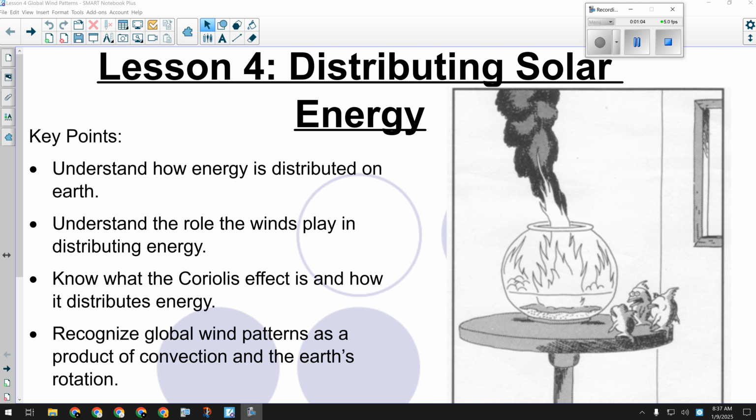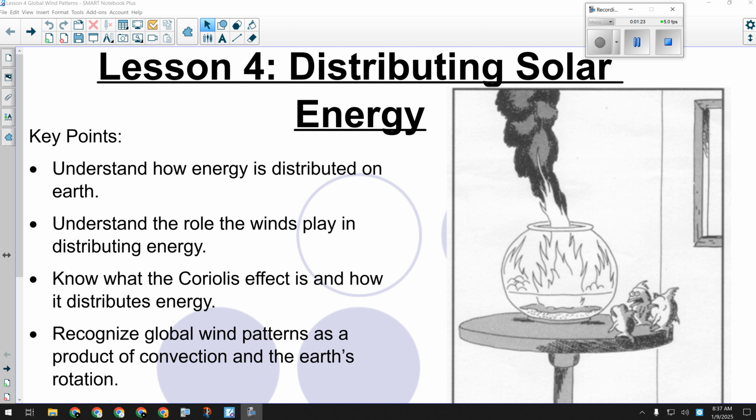Wind is an example of which of the three types of heat transfer? Convection. Yeah. Little things like that. If you were asked a question on an exam, say about wind patterns, convection should probably be part of your answer. All right, understanding the role winds play in distributing energy.